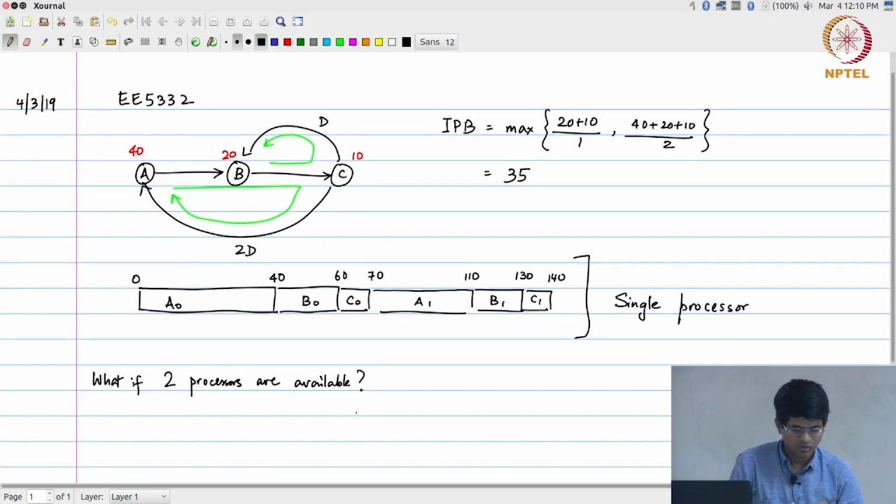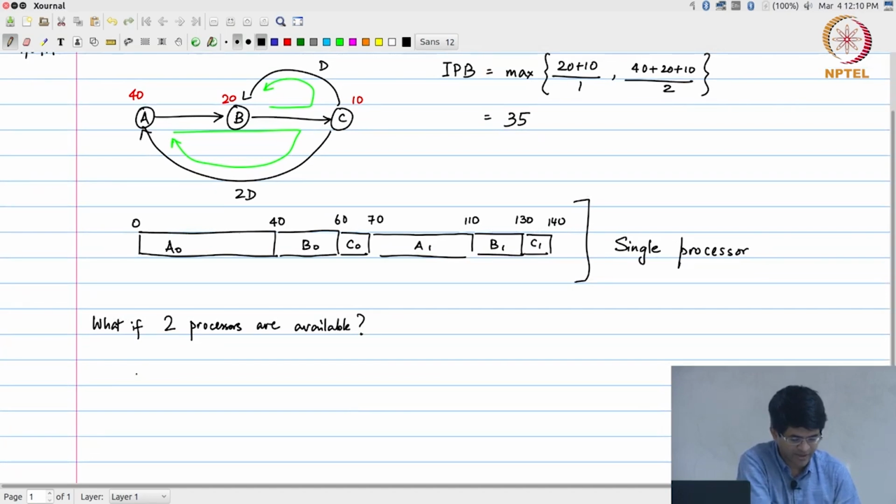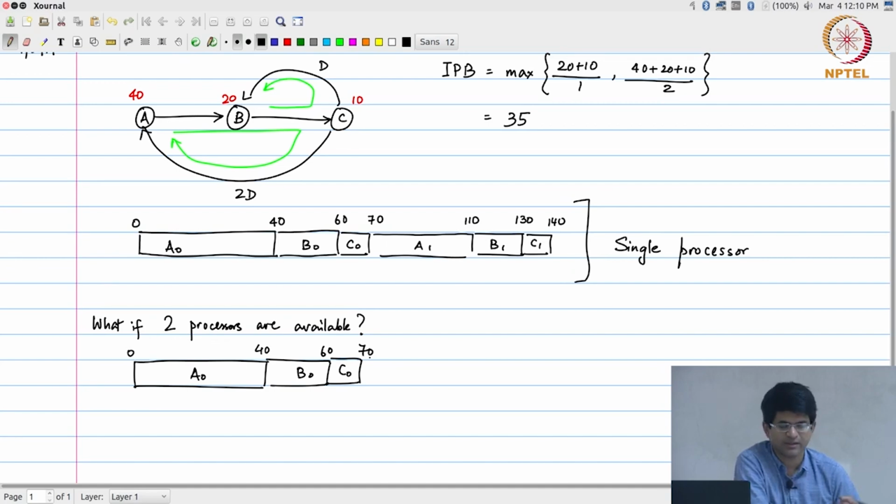Now, what I could say is, the first part of it remains essentially the same. A0 executes here from 0 to 40, B0 executes up to 60, and C0 executes up to 70, but there was nothing preventing me from running A1 as well. A1 will also run from 0 to 40. As soon as A1 has completed, now B1 also has the data that it needs.